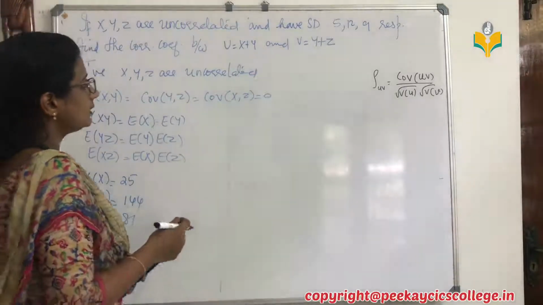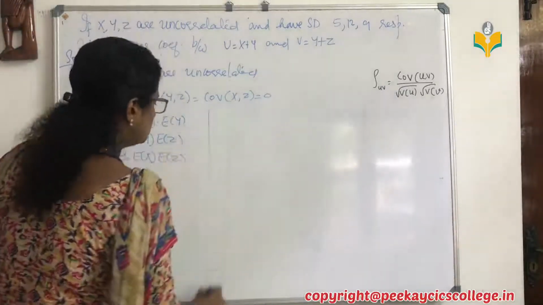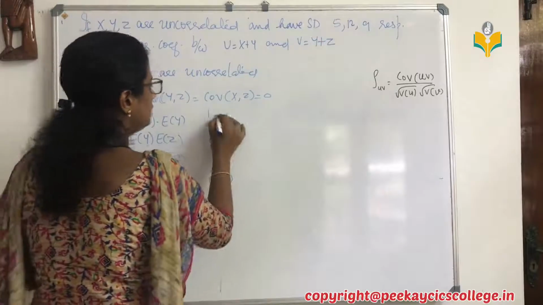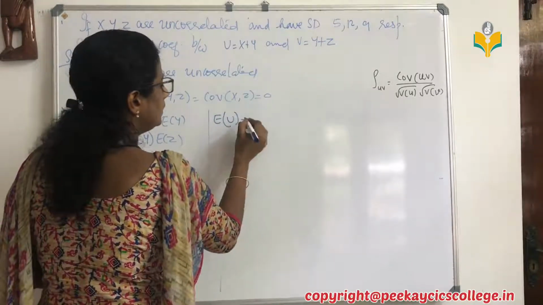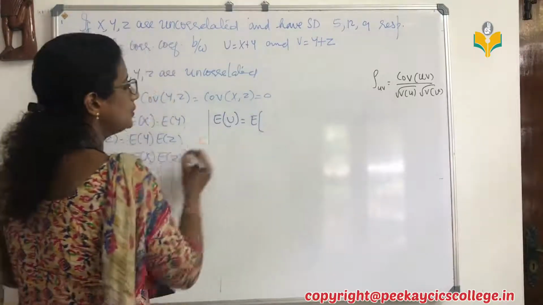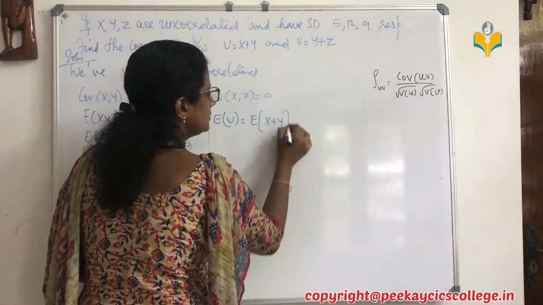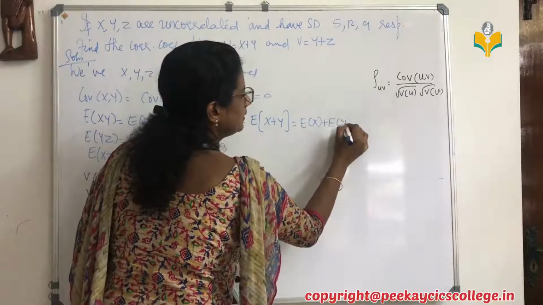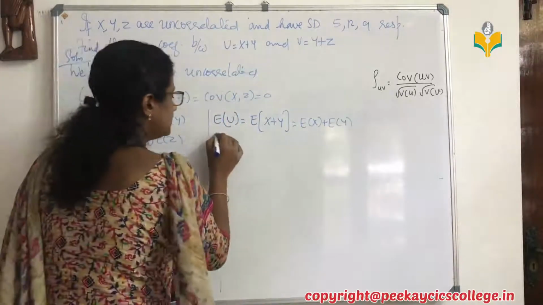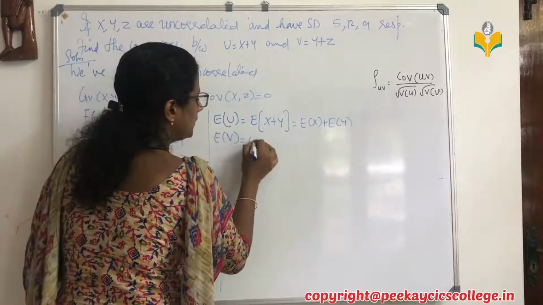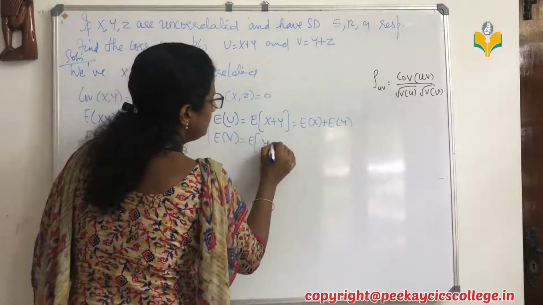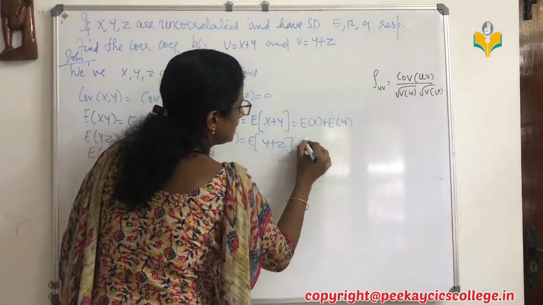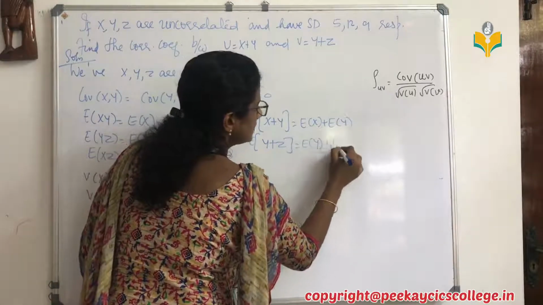Okay. Now moving to expectation of u equal to expectation of, what is u? x plus y. We can write expectation of x plus expectation of y. Okay. What is expectation of v? Equal to expectation of y plus z equal to expectation of y plus expectation of z.